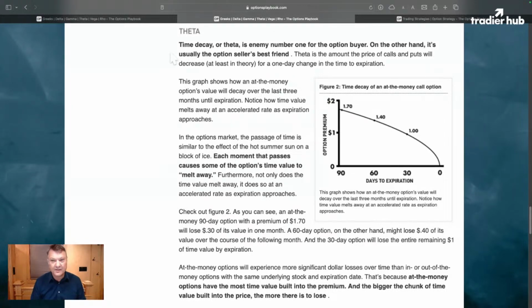Now, you can get thetas that will be sometimes on longer term options. You'll see thetas displayed in a 7-day theta or even a 14-day theta. So theta is just a theoretical number, and it depends on how the options pricing calculator is set up for you to determine what theta you're going to receive. Inside the Tradier TradeHawk software, they do a 1-day theta.